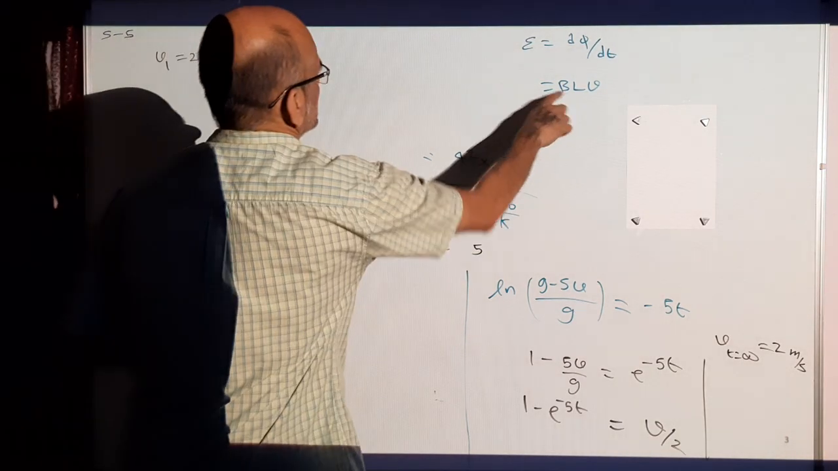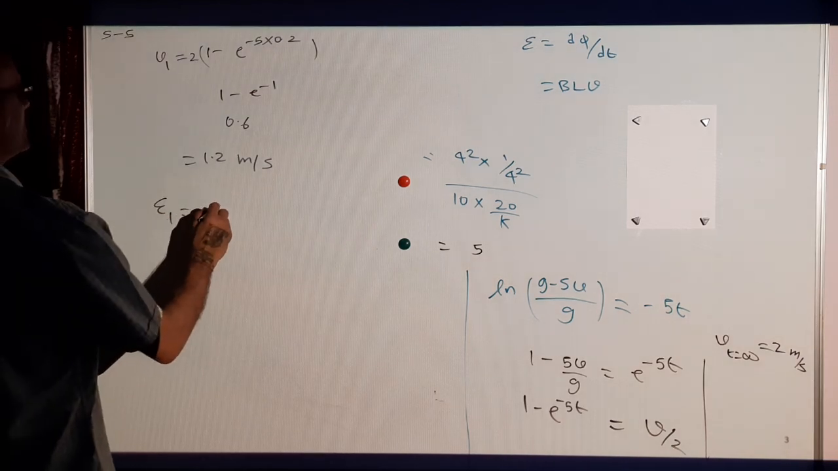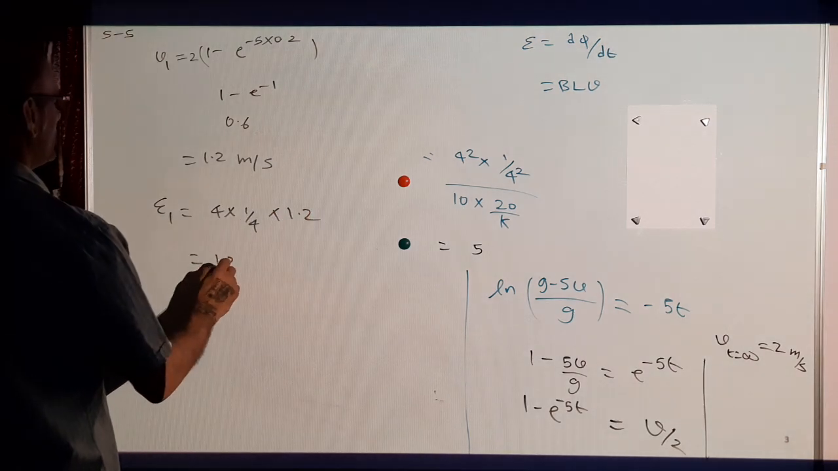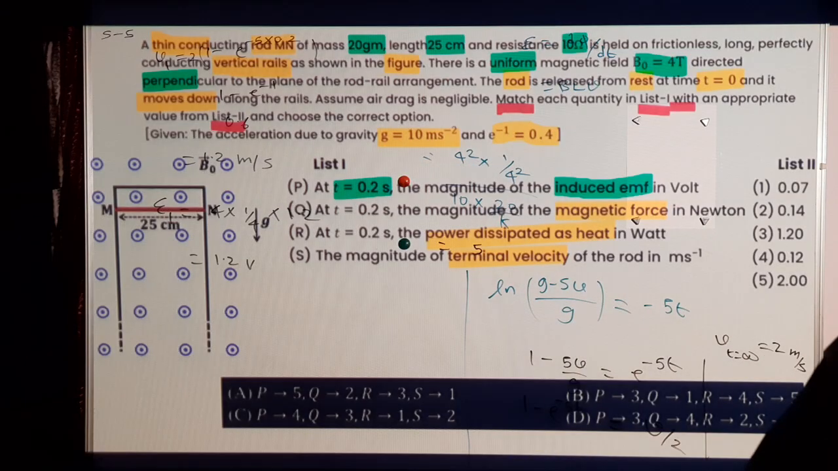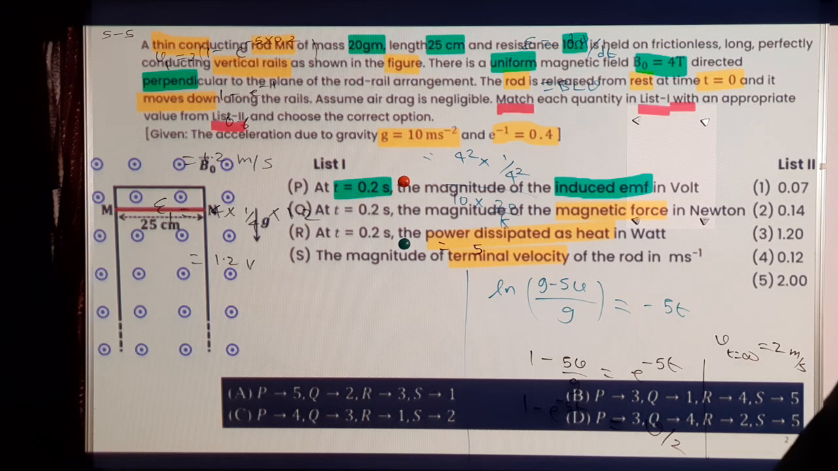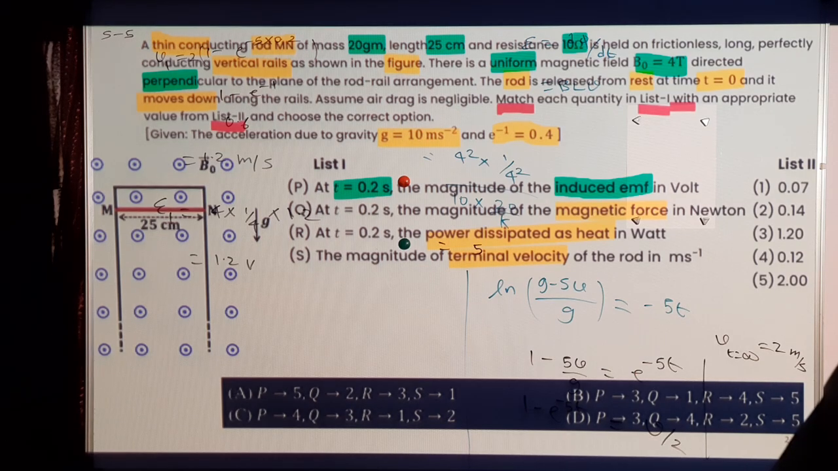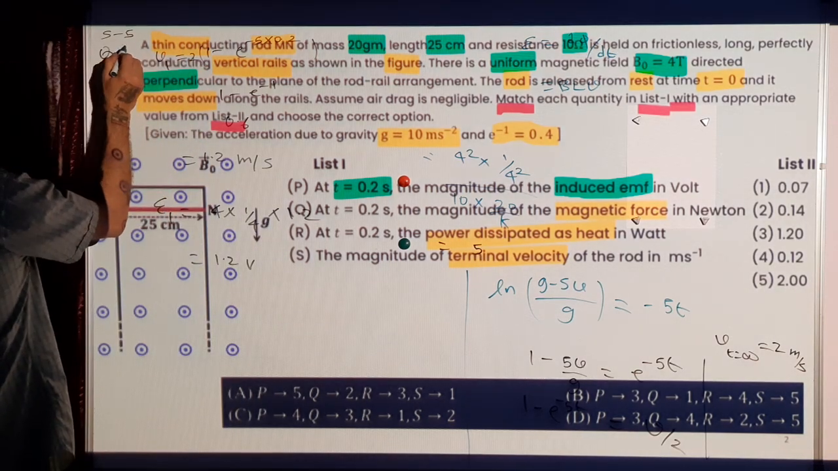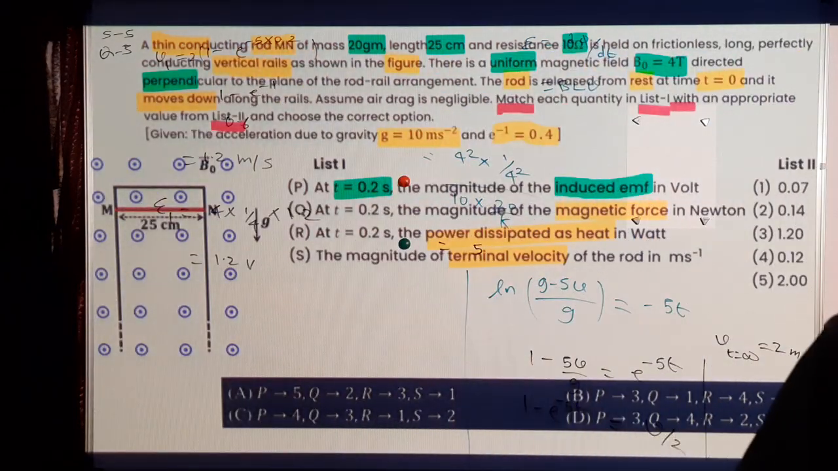So using that, I can get the EMF at the instant 1, which is 0.2 seconds, as B is 4, L is 1 by 4, and then V is 1.2. So it's 1.2 volts. It's the induced EMF at time 0.2 seconds. So induced EMF is 1.2 volts. So 3. So I got another match. Sorry, P and 3. P is the induced voltage.